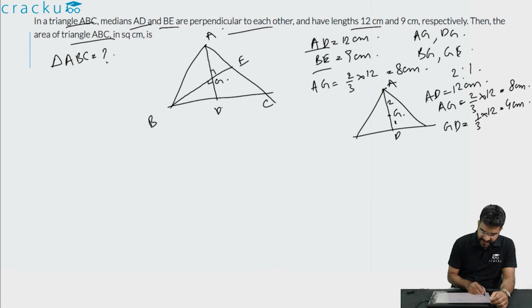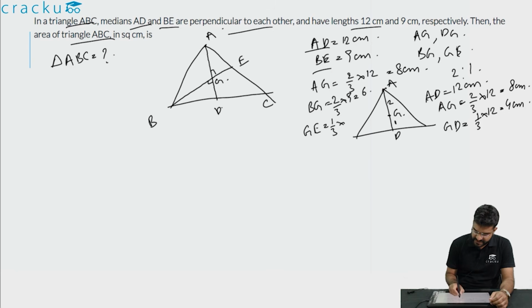So, similarly, we can calculate the lengths of BG. In this case, the length of the median is 9 centimeters. So, the length of BG will be 2 by 3 into 9, which is equal to 6 centimeters, and GE is equal to 1 by 3 into 9, which is equal to 3 centimeters. So if you input this in the diagram, BG is 6 centimeters, GE is 3 centimeters, AG is 8 centimeters and GD is 4 centimeters.